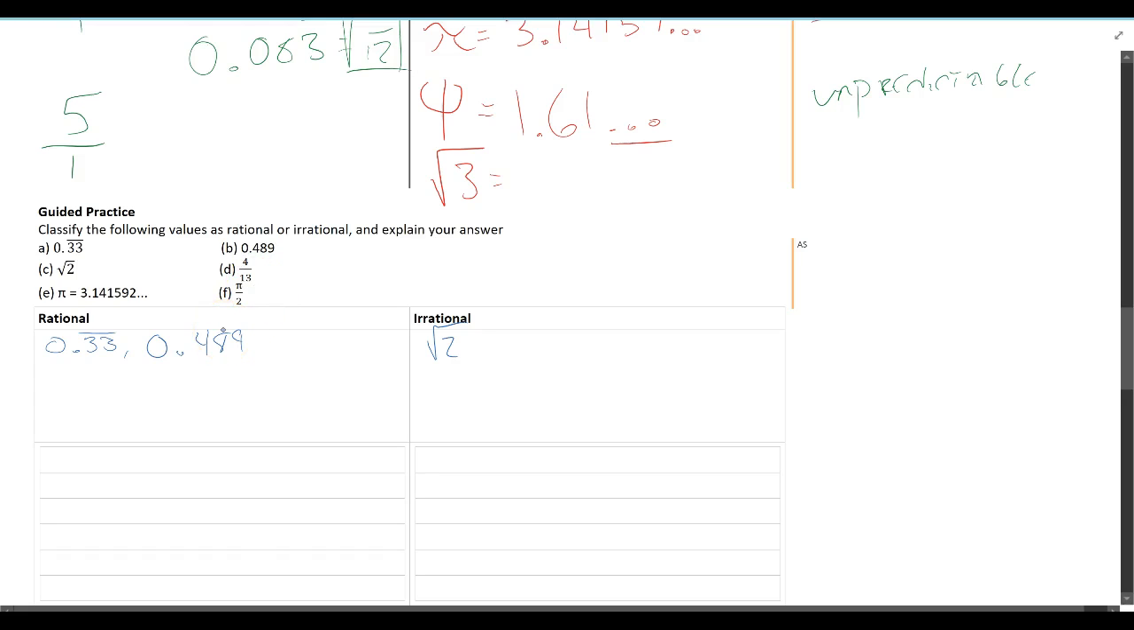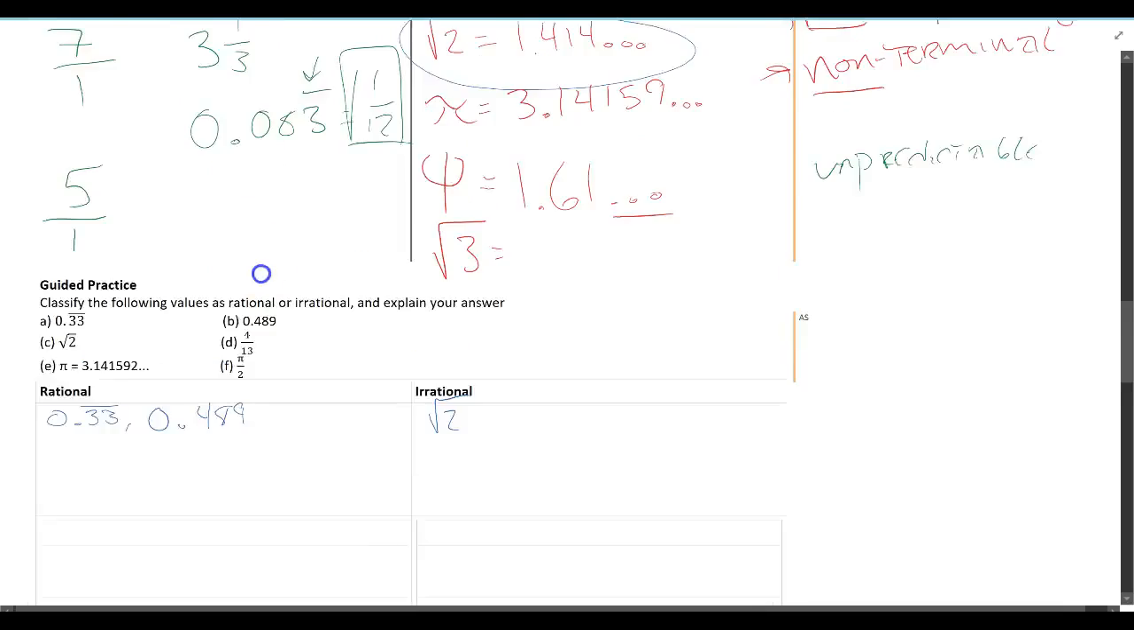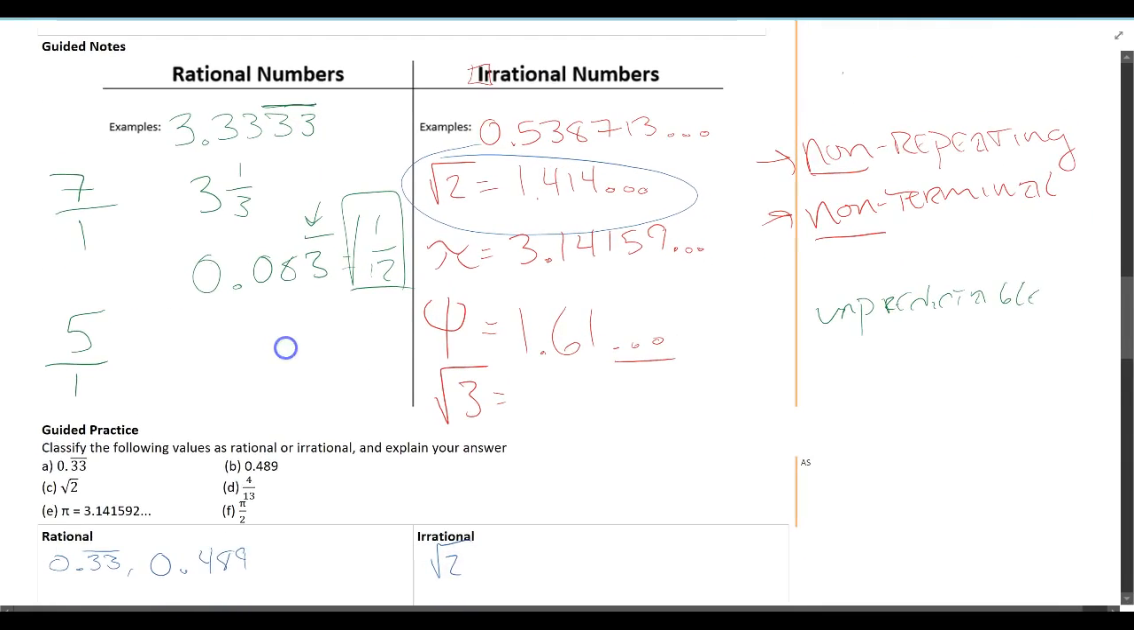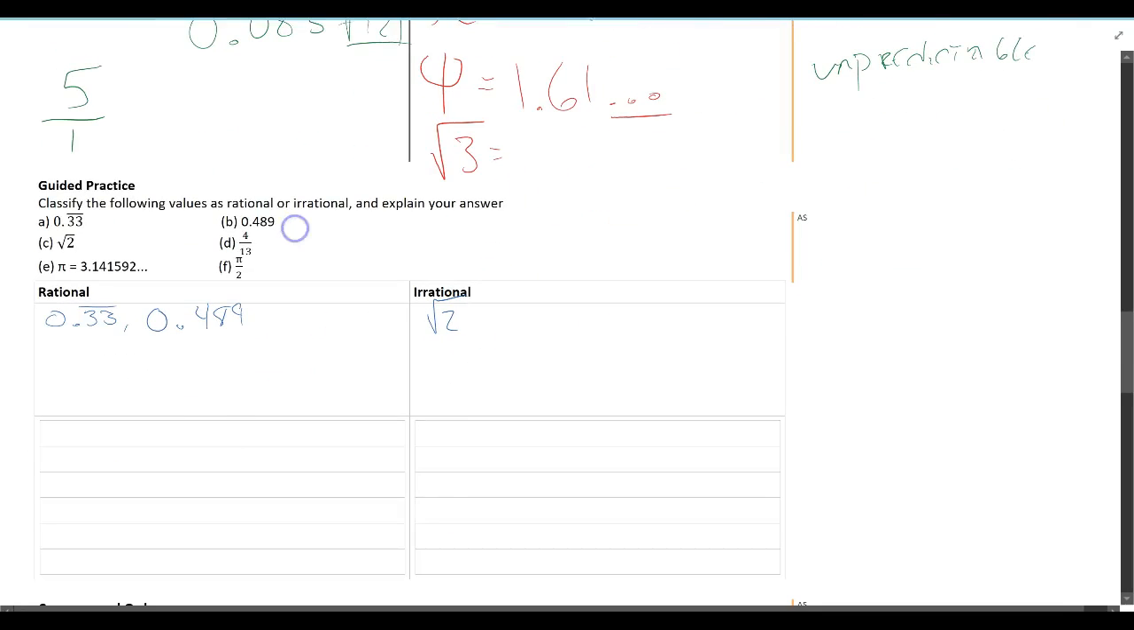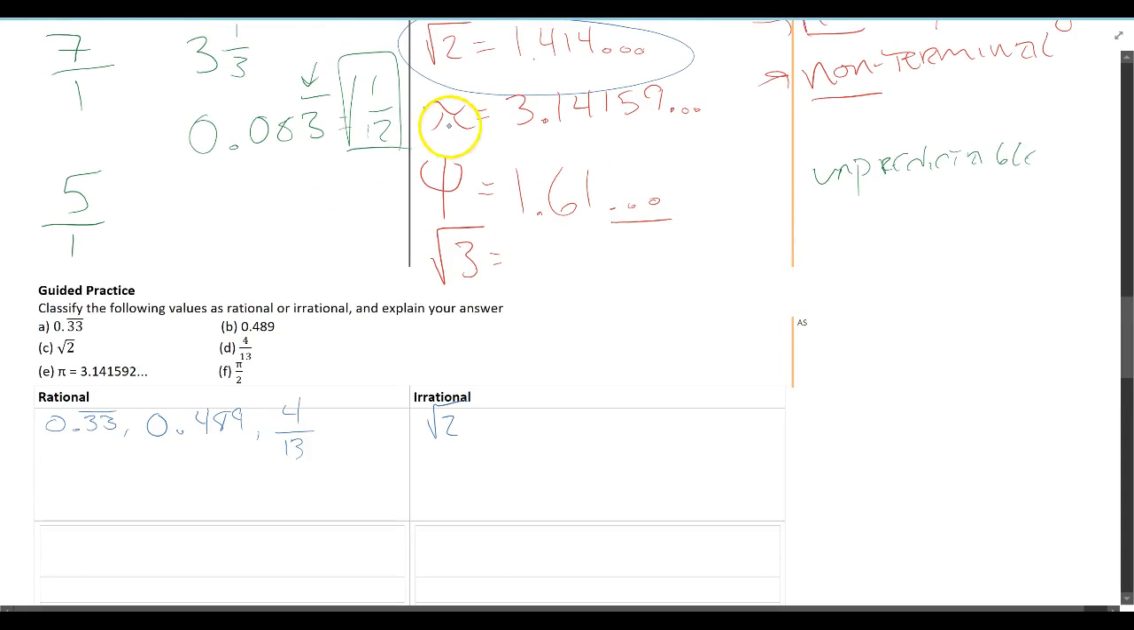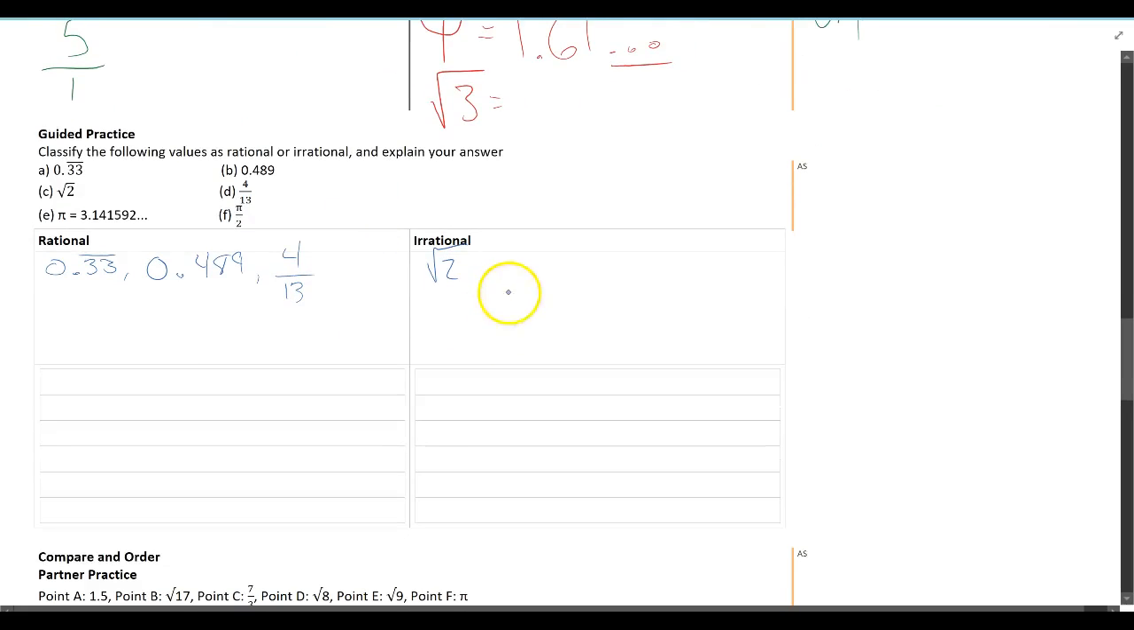4/13. Well, that's a ratio, that's a fraction. And by definition, anything that can be written as a fraction is rational. So I come down and I say 4/13. Pi, again, literally an example I used right here. So pi goes in irrational.